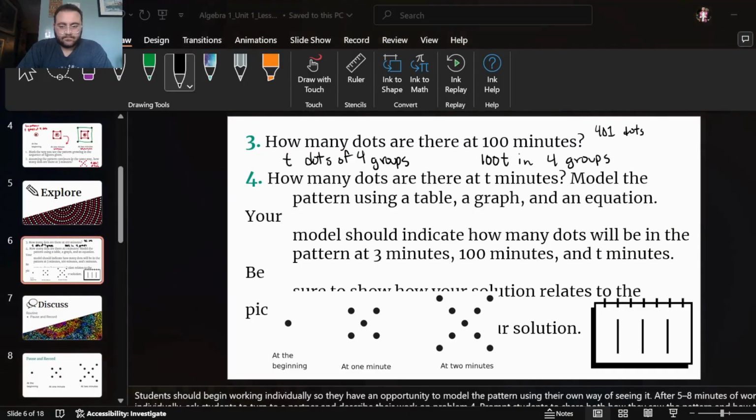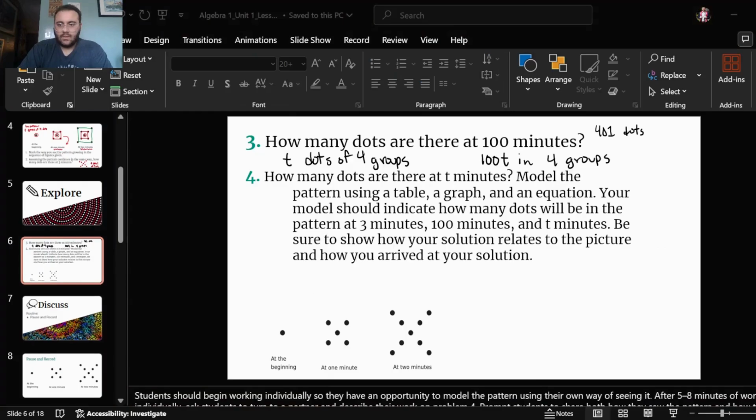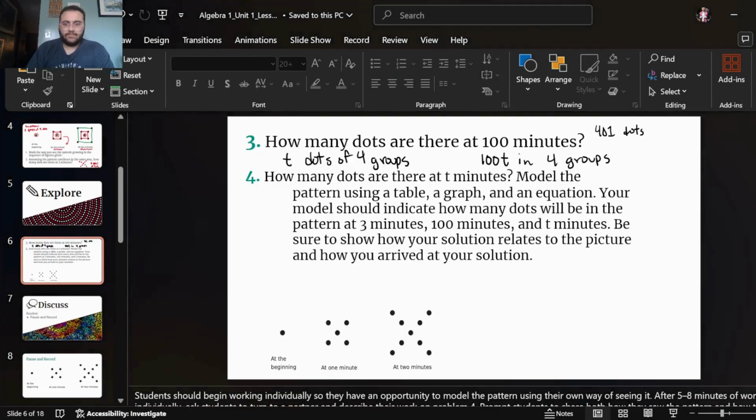Okay, let's keep going. I had to do a little bit of rearranging. So how many dots are there at t minutes? There are 4t plus 1. Let's model this using a table. So t is my minutes. I'll say d is my dots.